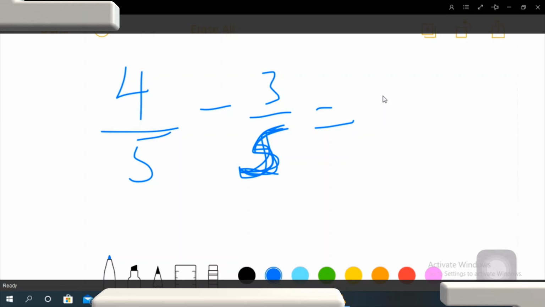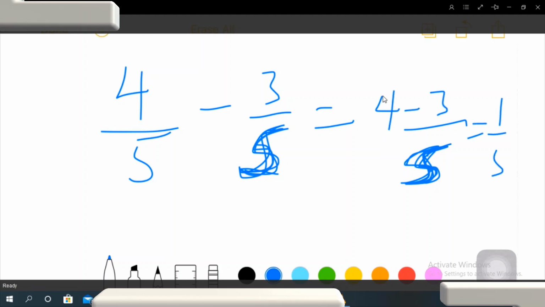So 4 over 5 minus 3 over 5. Denominators are the same. Maintain one of the 5. I'm maintaining one. I like the one that I've painted really bad. So I've picked that. I've maintained the 5 that I have shaded really bad. Then I subtract the numerators. So this is 4 minus 3, which is equal to 1 over 5.